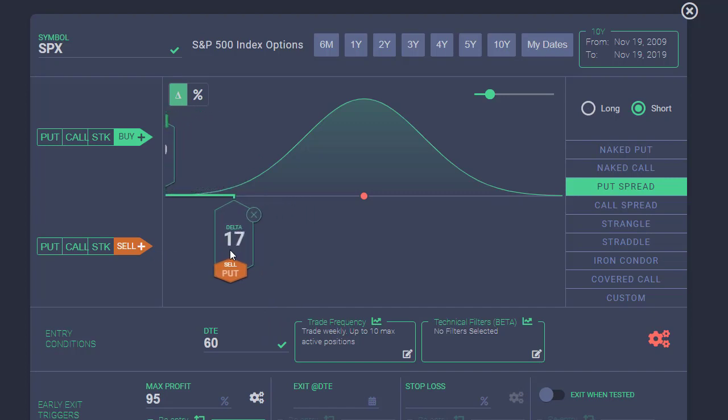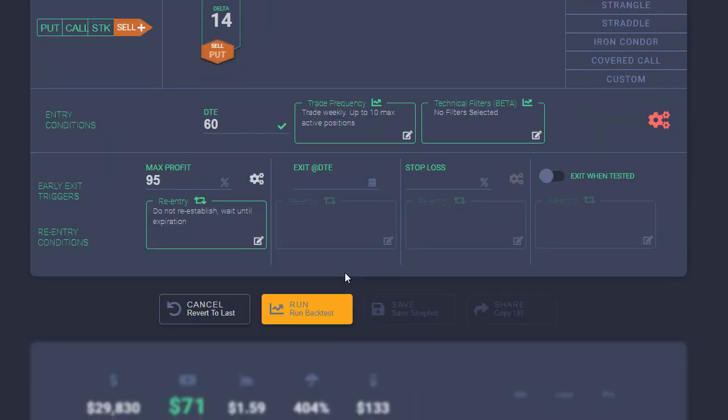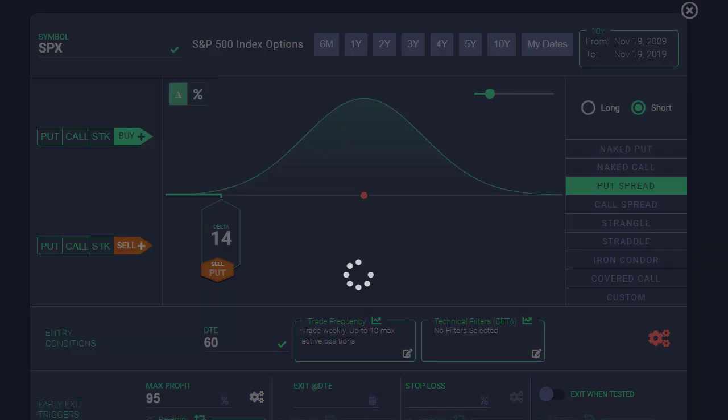So I'm going to drag this back to Delta 14. And again, I had 10 positions here, basically trading weekly. You can trade it individually if you want, like the other one, but I'm just going to go straight to the trading, open this up every week. So let's go ahead and, again, same time frame, run that and see what it looks like.